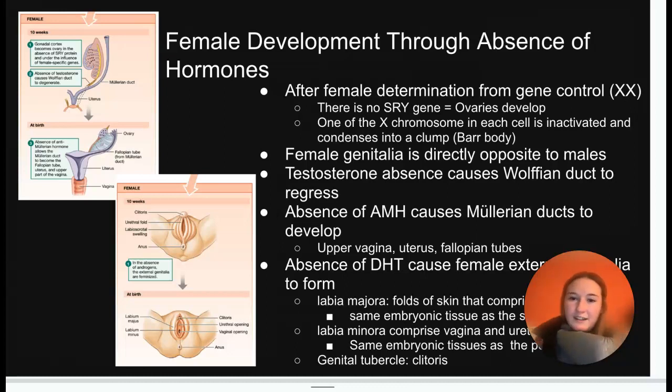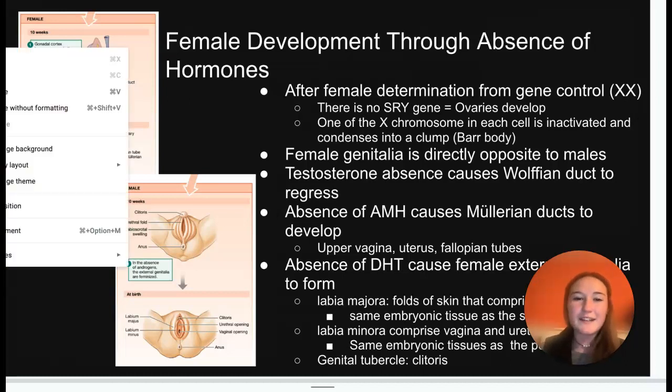So the ovaries develop because there are just X chromosomes, and so when there's no testosterone, that causes the Wolffian ducts to regress, because AMH causes Mullerian ducts to regress in the opposite. So Mullerian ducts will develop instead because there is no AMH, and those become the upper vagina, uterus, and the fallopian tubes, and so that's the internal genitalia.